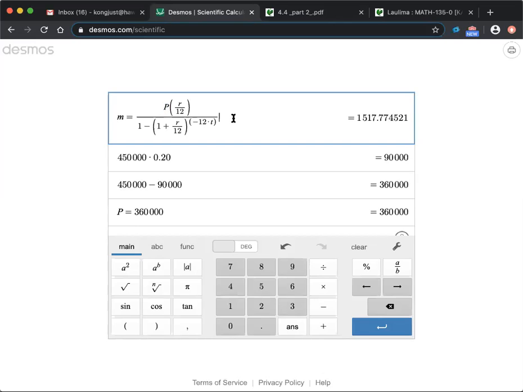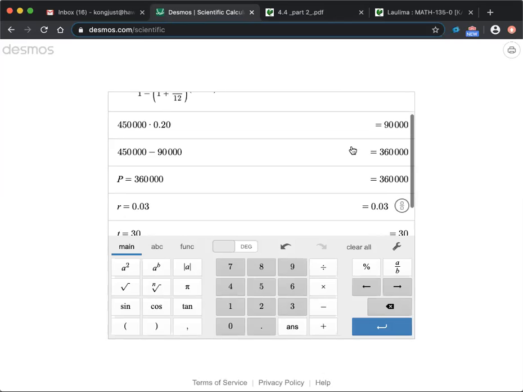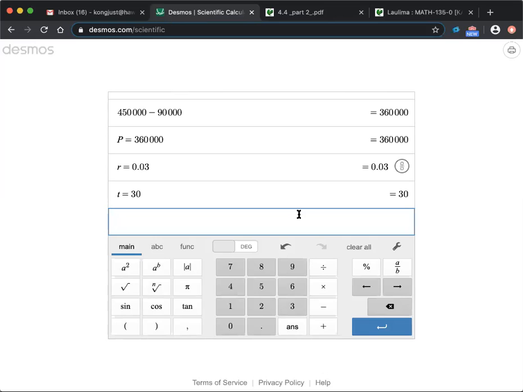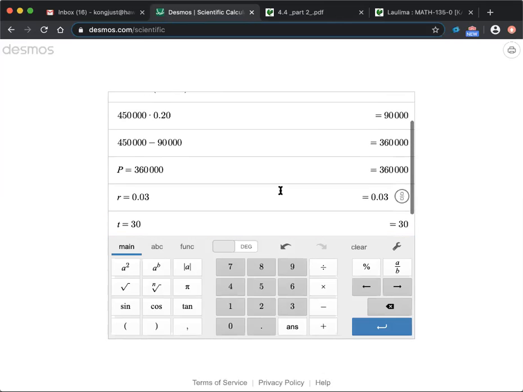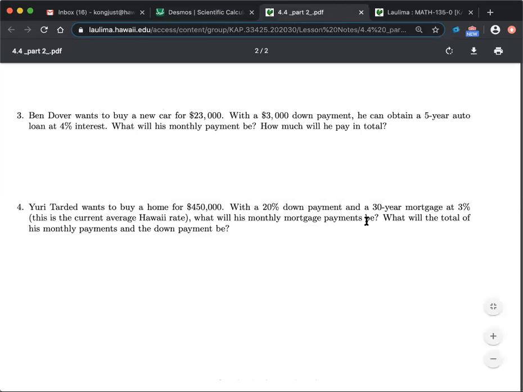That's nice. So here's the answer right here, $1,517.77. That's the monthly payment. Let's just round to the nearest cent. So $1,517.77. That's the monthly payment. Okay, that's the answer to the first question. What will the monthly payments be?